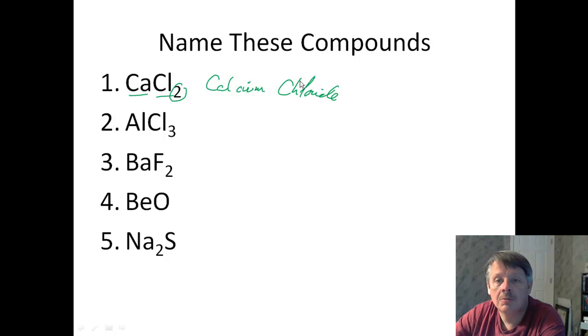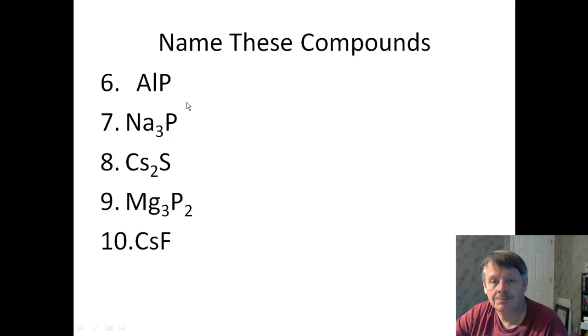All right. Is there an H in chlorine? I don't know. I don't think so. All right. This is aluminum chloride, barium fluoride, beryllium oxide, sodium sulfide. Let's keep going. Aluminum phosphide, sodium phosphide, cesium sulfide, magnesium phosphide, and cesium fluoride.